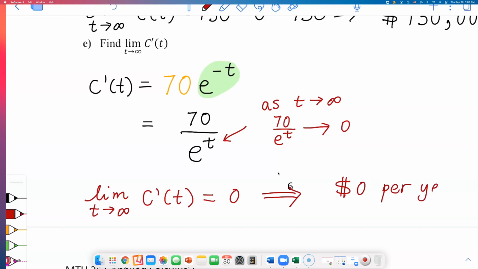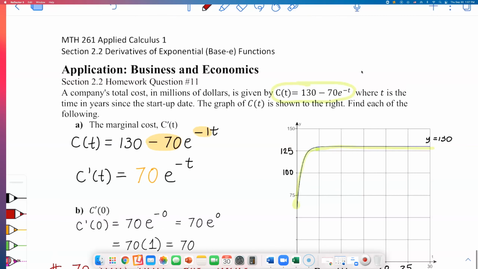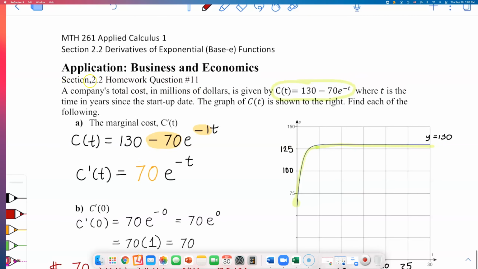What does that tell us? Their cost is not increasing or decreasing after a certain point, okay? The company is gonna remain the same at $130 million. It's not gonna grow, and it's not gonna get any smaller. So that's it for this application problem, and this was from section 2.2, homework question number 11.